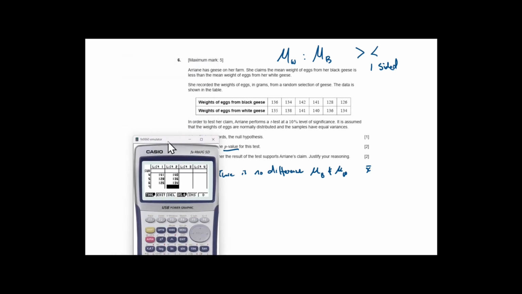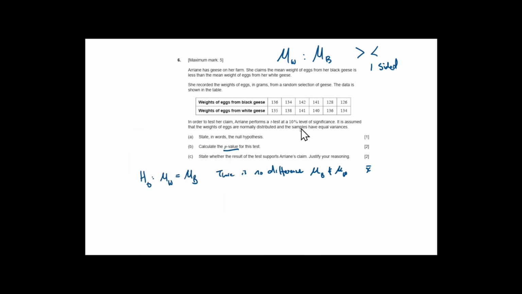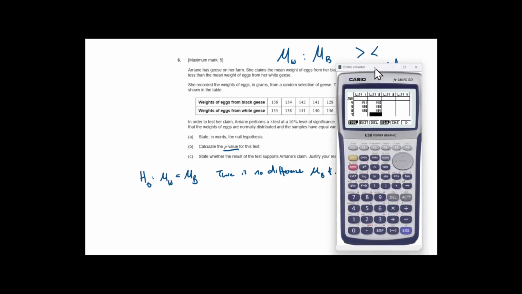But notice it tells us that we want a 10% significance level of our one-sided t-test, and it's assumed that the weights of eggs are normally distributed, which we have to assume if we do a t-test with a limited sample. I probably wouldn't even do a t-test, there just isn't enough numbers, but okay, we'll go with that. And the samples have equal variances, which means we're going to be looking at the pooled variance.